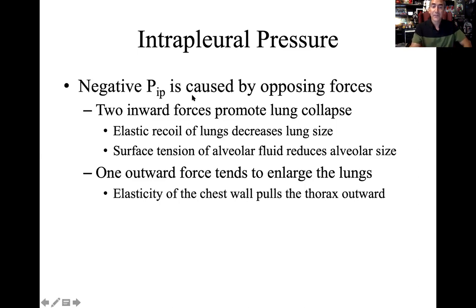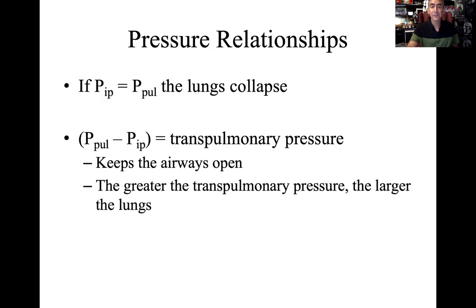So the negative intrapleural pressure will help to oppose lung collapse. If these two pressures equalize, then you will have lung collapse. Not a good thing. So if intrapleural pressure and intrapulmonary pressure equalize, the lungs collapse. So we have to have that negative four millimeters of mercury difference in pressure between the intrapulmonary and intrapleural space.